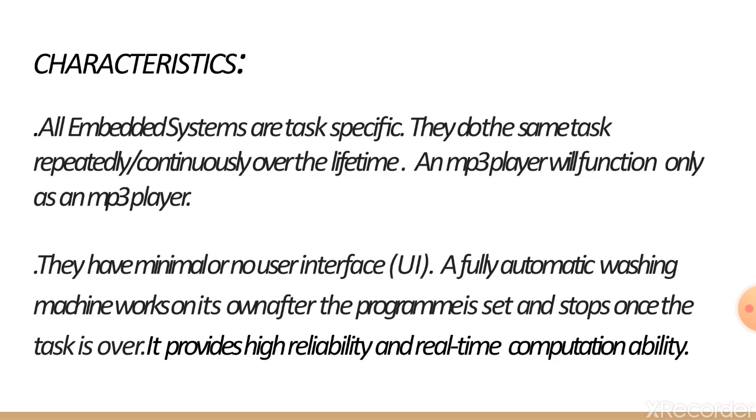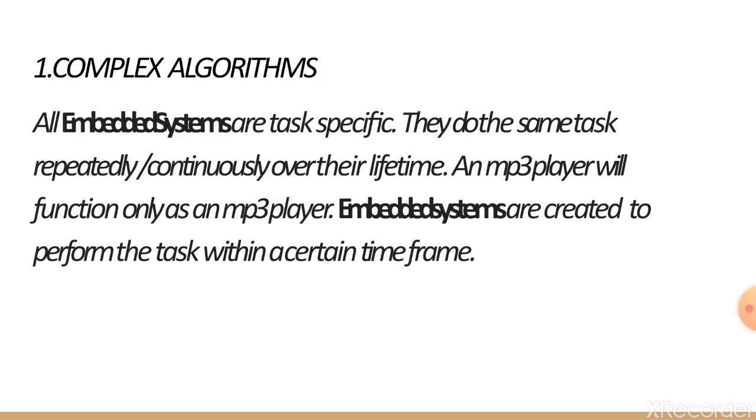So coming to the characteristics of an embedded system, there are 6 types, and these 6 characteristics are divided into three, based on three constraints. The first constraint is the sophisticated functionality, which contains complex algorithms and user interface.